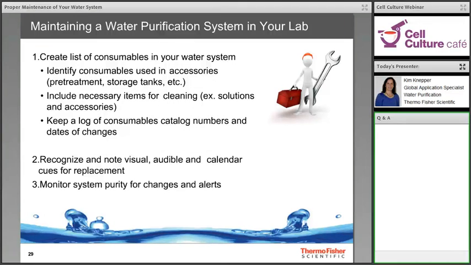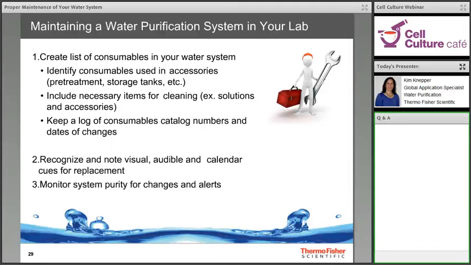So what are some of the common tips used by labs that effectively maintain their water systems? One, create a list of consumables that are used in the water system, including the description and the ordering number. And then also identify the consumables that are used in any accessories and include anything necessary for cleaning the system. And then also keep a log near the water system. This would include a list of what consumables to replace, when they were replaced, and who performed that maintenance.